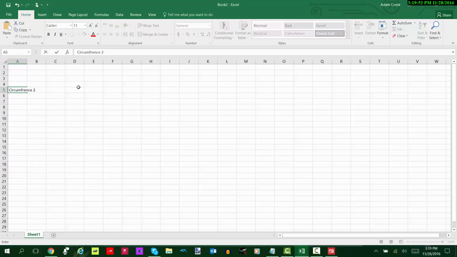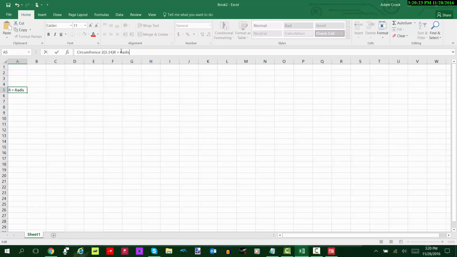2 pi r. I don't have a pi symbol, so I'll just say pi. We'll just go with 3.14. Times r. I'll just say r there, that's fine. Equals r times d, which is radius and diameter. Equals RD.